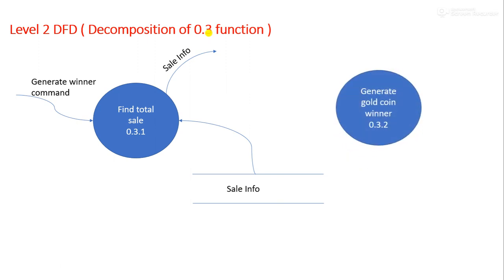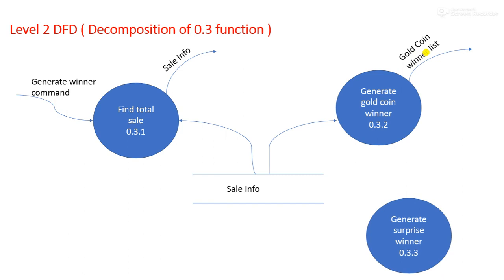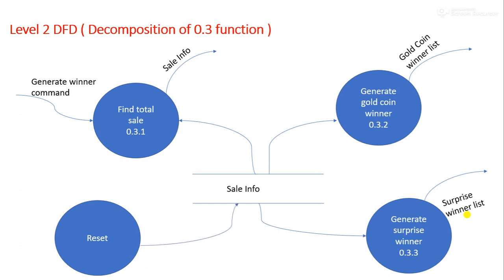Another function is generate gold coin winner, and the number of this function is 0.3.2. The 3 means the parent of this function is 3. This function also takes the help of the sell info table and generates the gold coin winner list as output. And we have another function, generate surprise winner list, which is 0.3.3, and this function also uses the sell info and generates the surprise winner list as output. And we have another function, reset, which is responsible for resetting the database after generating the winner list. So this is how we can decompose our function.